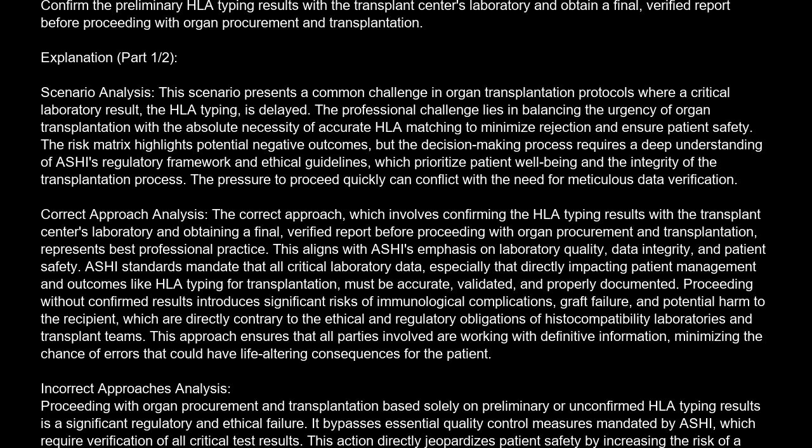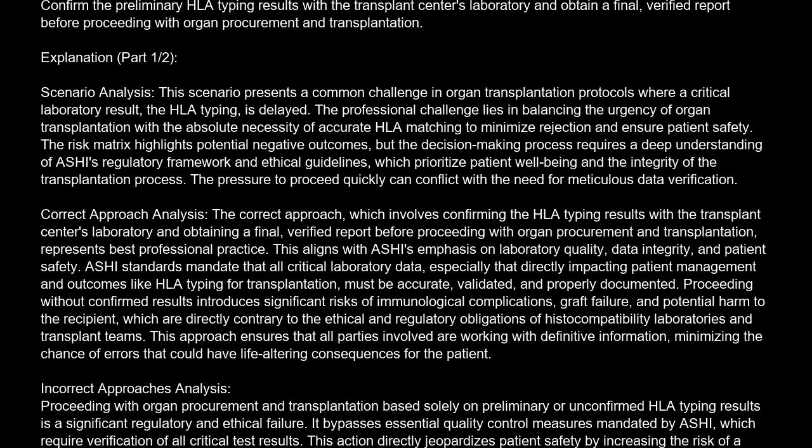The risk matrix highlights potential negative outcomes, but the decision-making process requires a deep understanding of the ASHI regulatory framework and ethical guidelines, which prioritize patient well-being and the integrity of the transplantation process. The pressure to proceed quickly can conflict with the need for meticulous data verification.